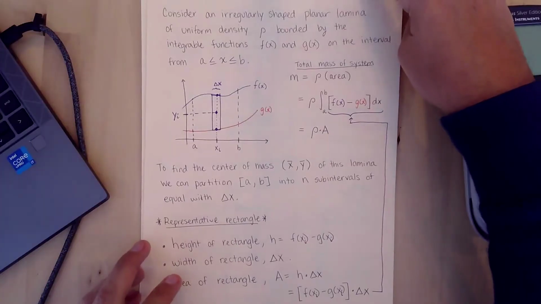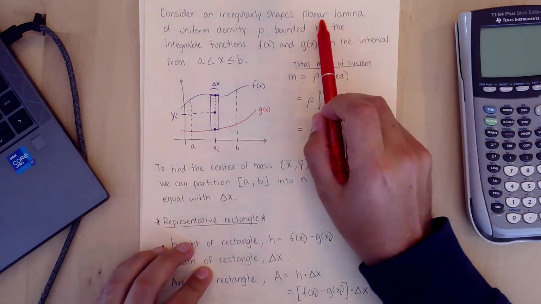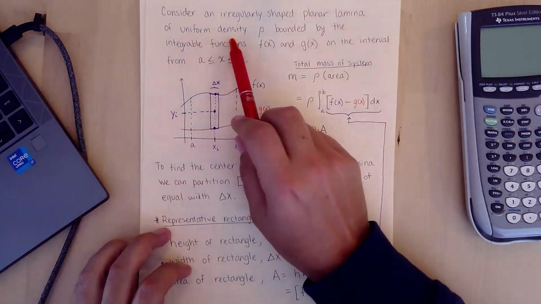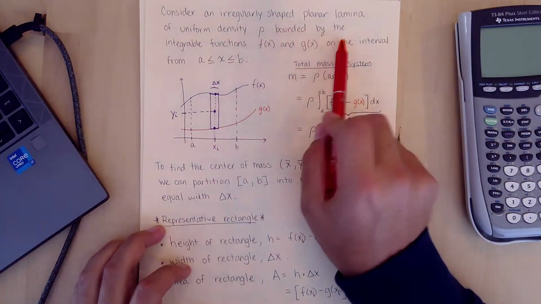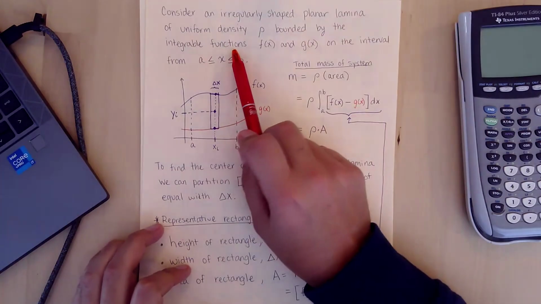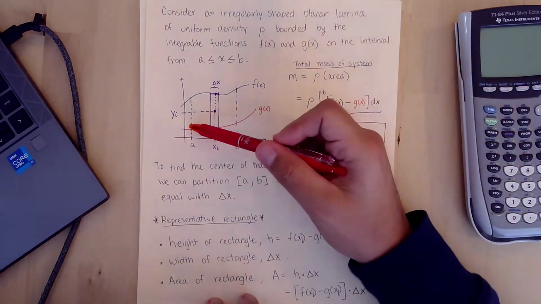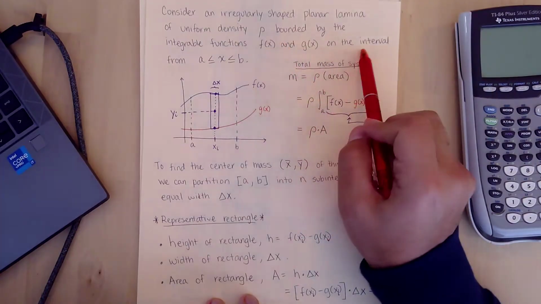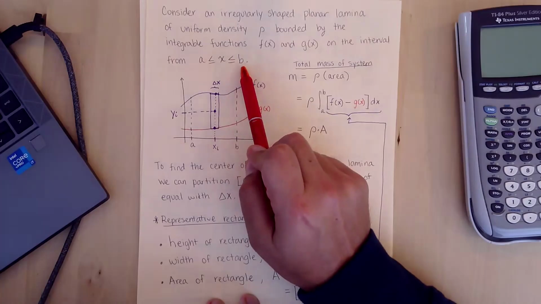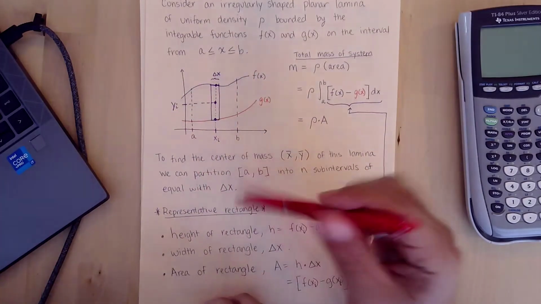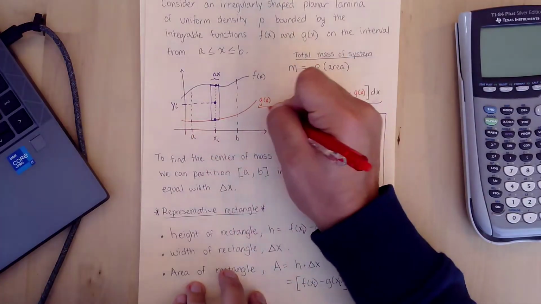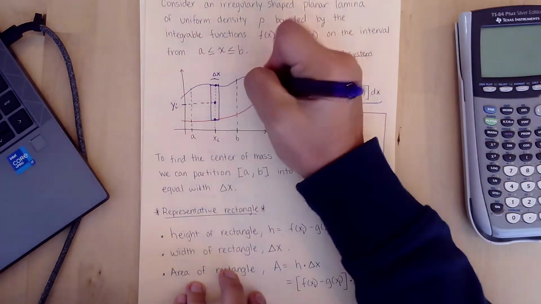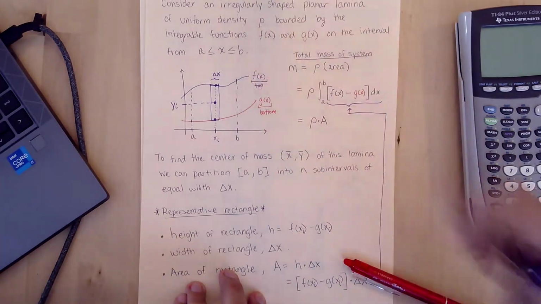So let us consider an irregularly shaped planar lamina. Think of this like a region that's bounded between a couple of functions and it has uniform density rho. Those functions need to be integrable functions, so just make sure we're able to integrate them in order to find the area between them. Say that we have a function f of x and a function g of x on some interval from a to b. If we look at this picture here, g of x is going to represent our bottom, or lower, function, and f of x you can think of as the top, or higher, function.